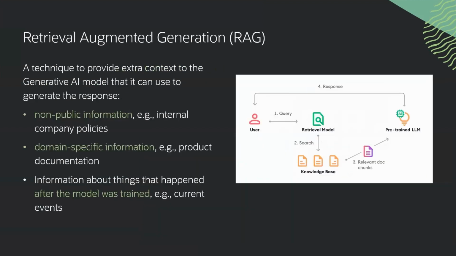Retrieval Augmented Generation, or RAG, is a technique very commonly used with generative AI to provide extra information to the language model, information that it has not seen during its training. Often, this will be information that is not public or is domain-specific, or just information about things that happened after the model was trained. The model uses this extra information to answer questions posed to it by users.